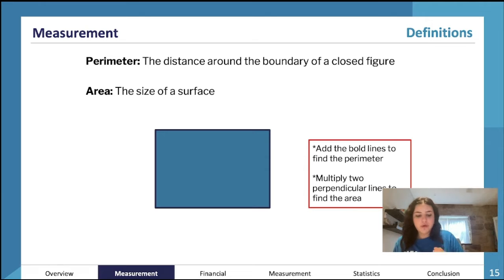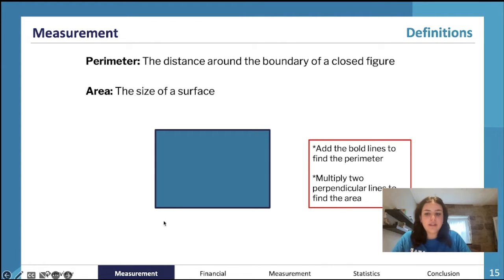Okay, so we're going to run through a couple definitions to start us off. First things first, what is perimeter? Perimeter is the distance around the boundary of a closed figure. Area is the size of a surface. This is some pretty basic stuff that I think you guys would already know.